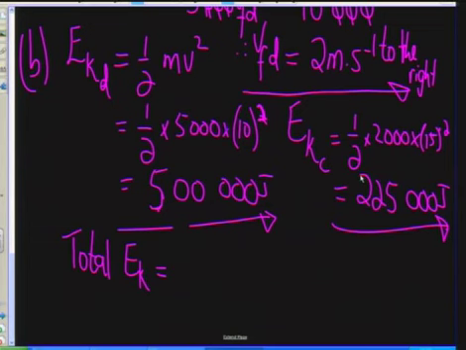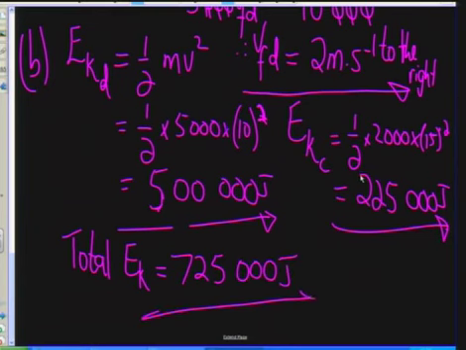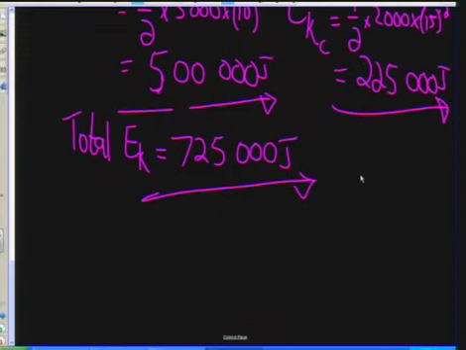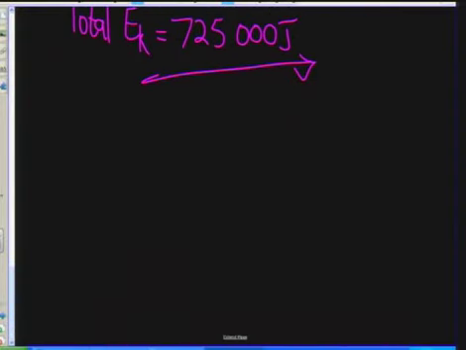Now, total EK equals 500,000 plus 225,000. It will be 725,000 joules. So that is the total EK before collision.